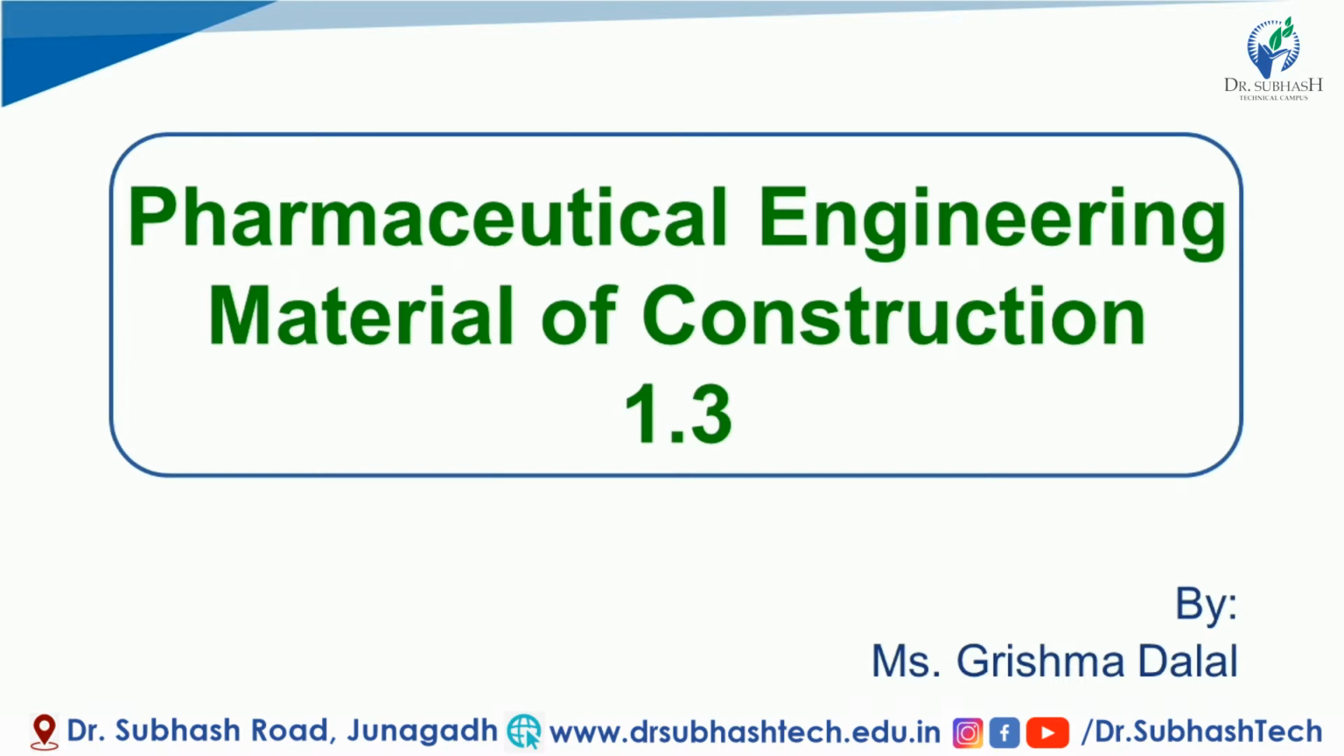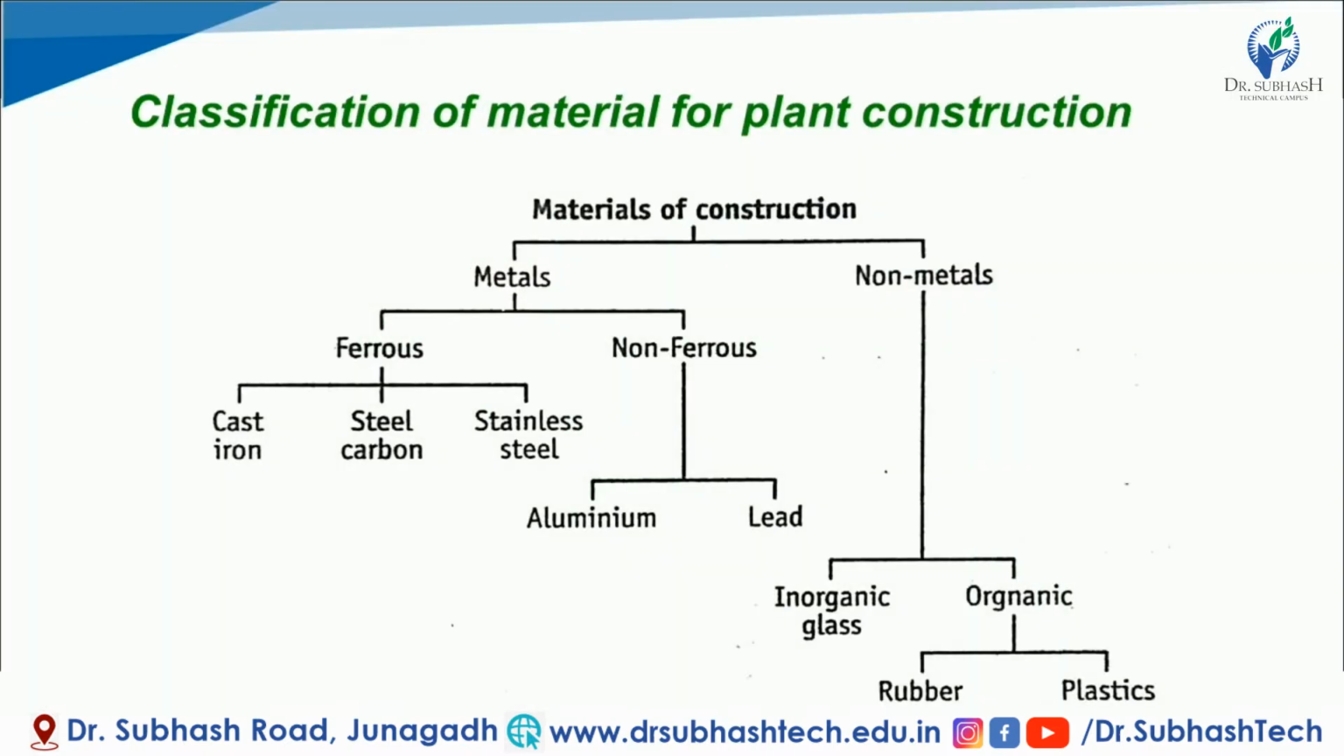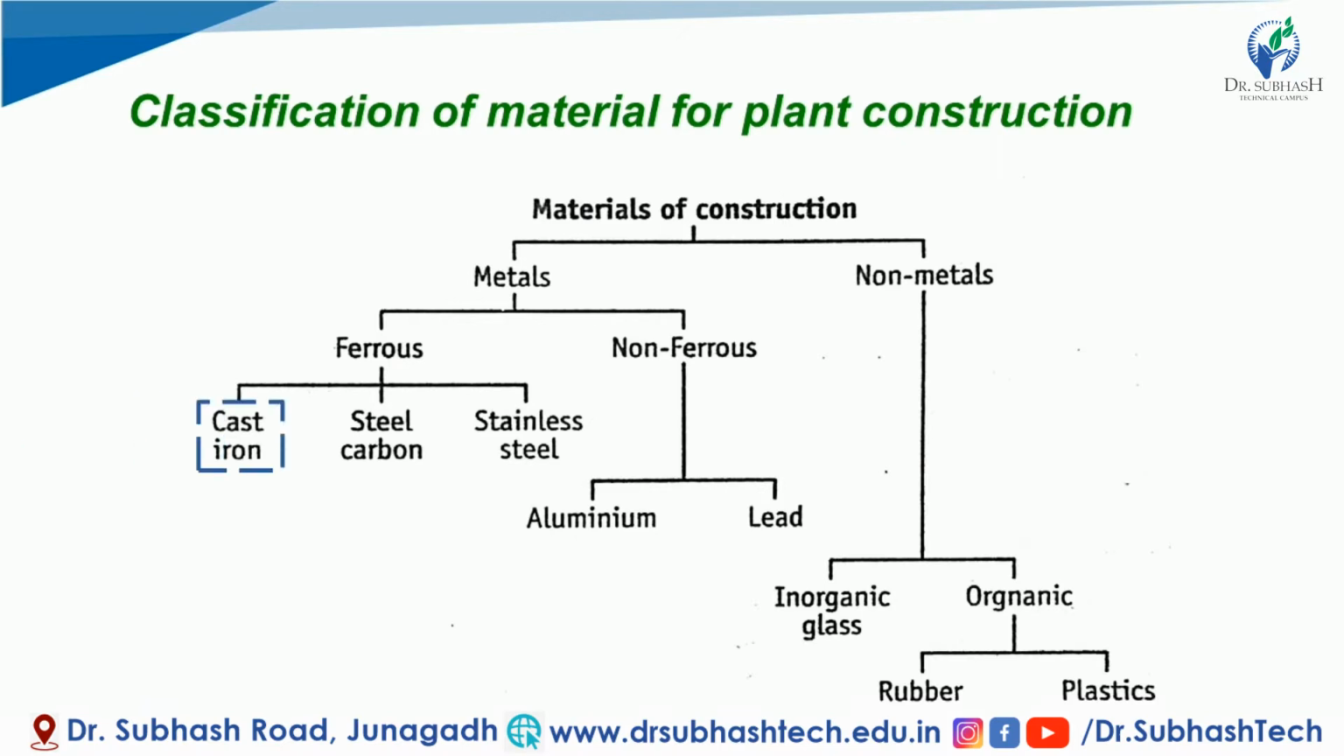This is the continuous video of my last video, Material of Construction 1.2. In this video, as I said, we are going to focus again on classification of material for plant construction. I am not going to go in detail about this material of plant construction chart; we have already discussed it in our previous video. In our last video we focused on cast iron, but in this video we are going to focus on steel, carbon and stainless steel.